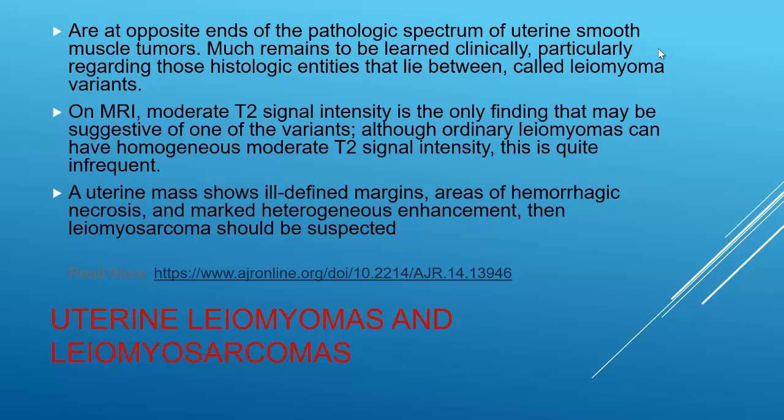But when the mass has an ill-defined margin with areas of hemorrhage and necrosis and marked heterogeneous enhancement, then leiomyosarcoma should be suspected in these cases.